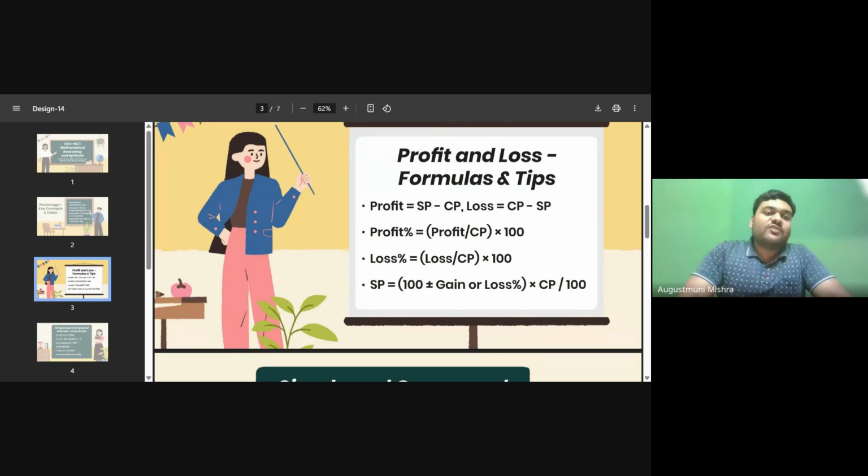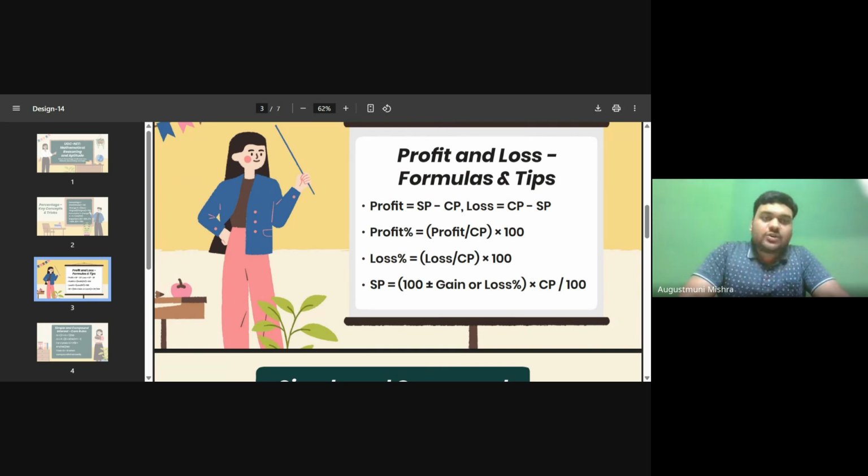In the case of selling price, there are two situations where you can add 100 or minus 100. In the case of gain or profit, you add 100 plus the profit percent, or in the case of loss percent, you take 100 minus the loss percent, into CP upon 100. You can do this. So these are the basic formulas for profit and loss, through which we are going to solve our questions today.